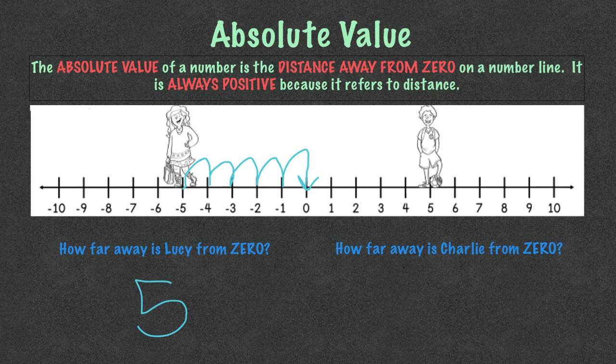Well, Charlie's on the opposite end of the number line and is at +5. So let's count for him. 1, 2, 3, 4, 5. So Charlie is also 5 away from 0. So we would say their absolute value is both 5. Notice Lucy started at -5, but the absolute value was 5. Charlie started at +5, and his absolute value was 5. So even though they were on opposite ends of the number line, they were still 5 away from 0.